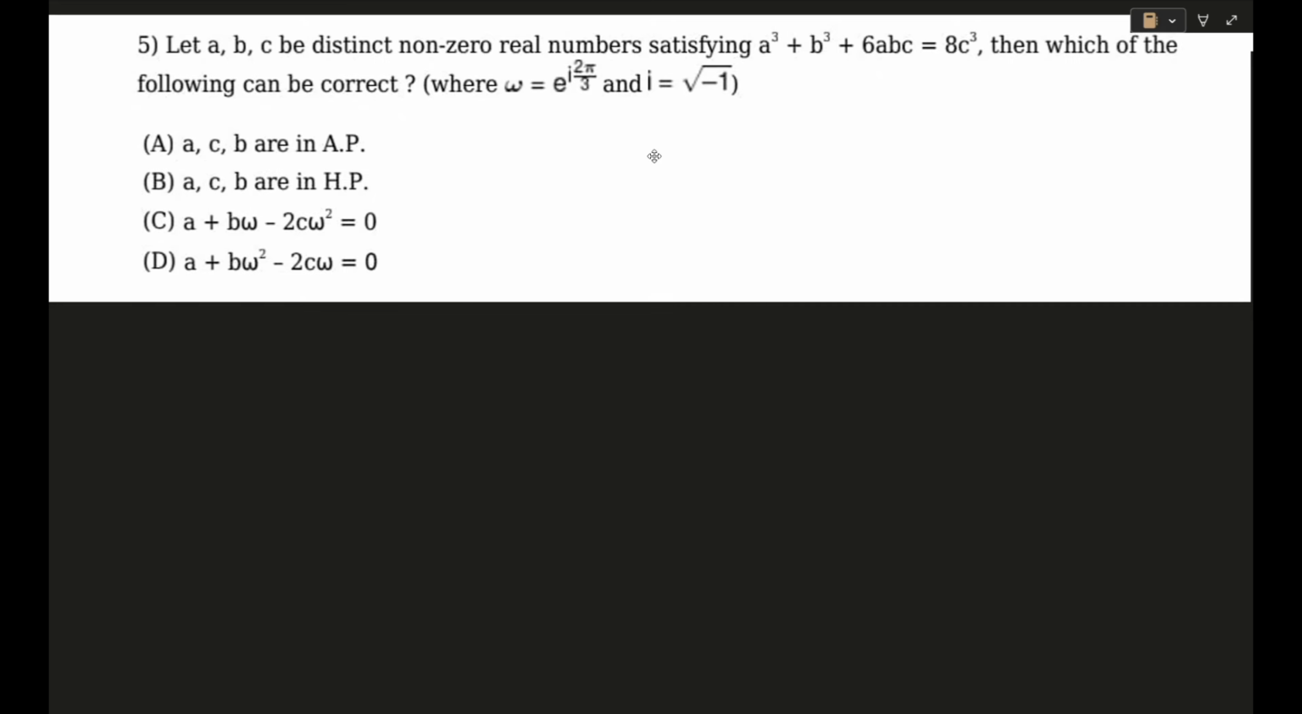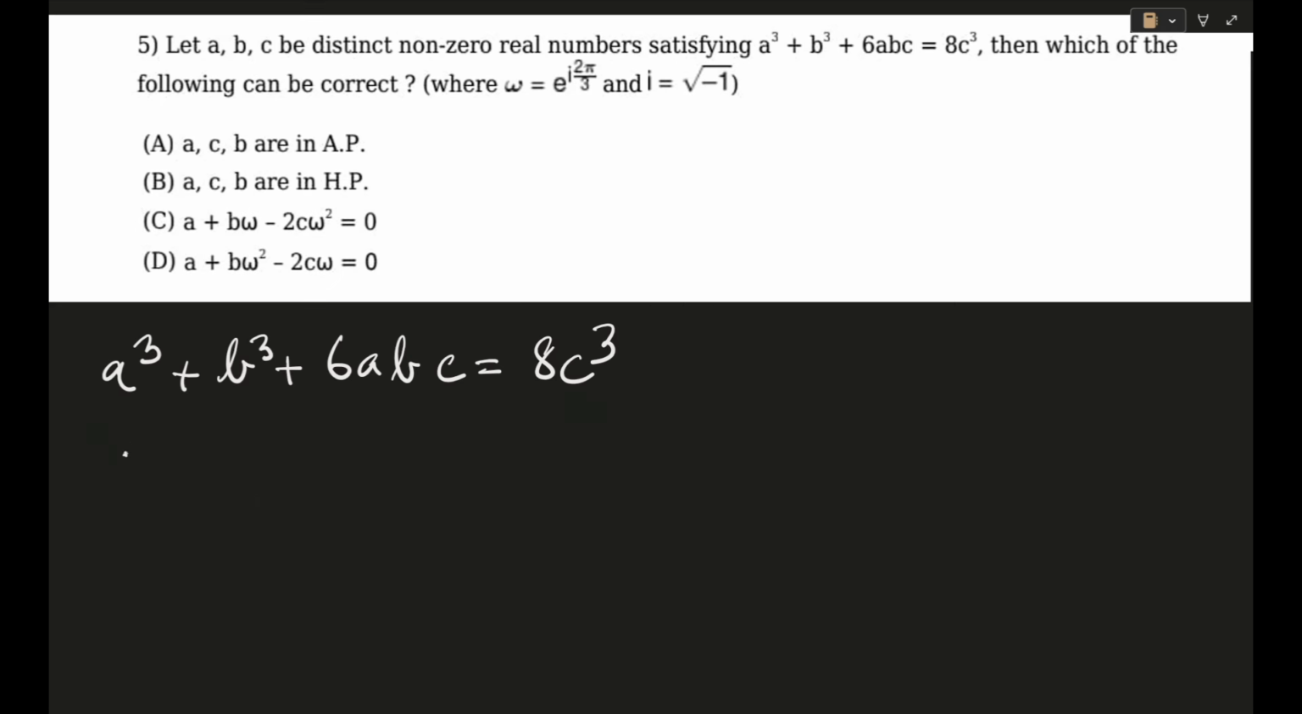So guys, I will start off. This particular question says a, b, c are distinct non-zero real numbers satisfying a cube plus b cube plus 6abc equal to 8c cube. Which of the following are correct, and they have specified the values of omega. So a cube plus b cube plus 6abc is equal to 8 times c cube. That is what is given.